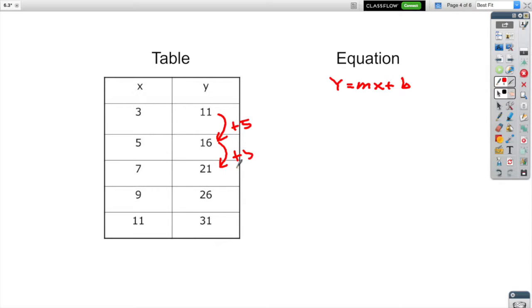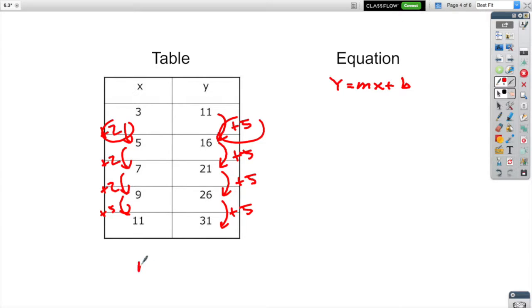Looks like these all jump by 5. So this one's a little more of a straightforward example. And on this side, the run numbers, because x again controls across movement, go by 2s. So that means it really doesn't matter which one I pick. The rise number's 5, the run number's 2, so my slope is 5 over 2. All right, so let's fill that in. y equals 5 over 2 x.